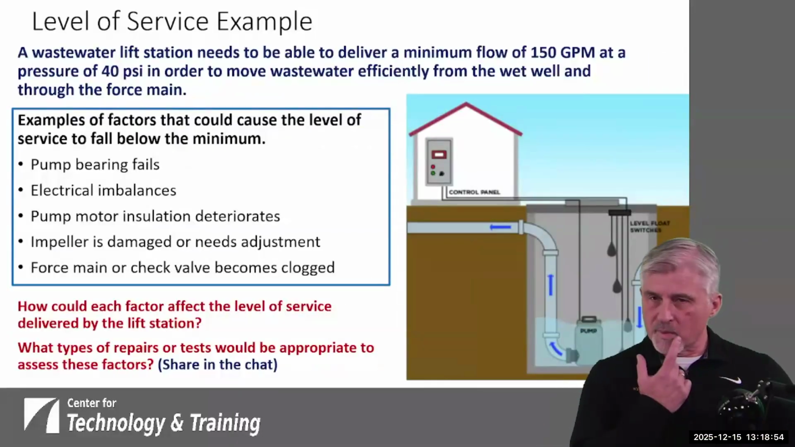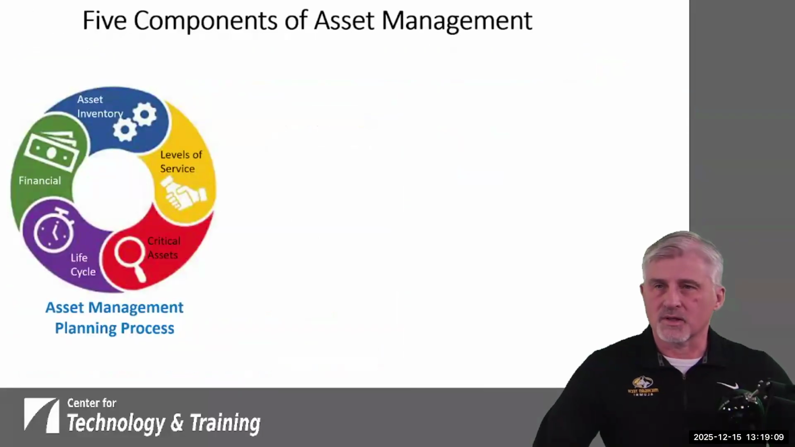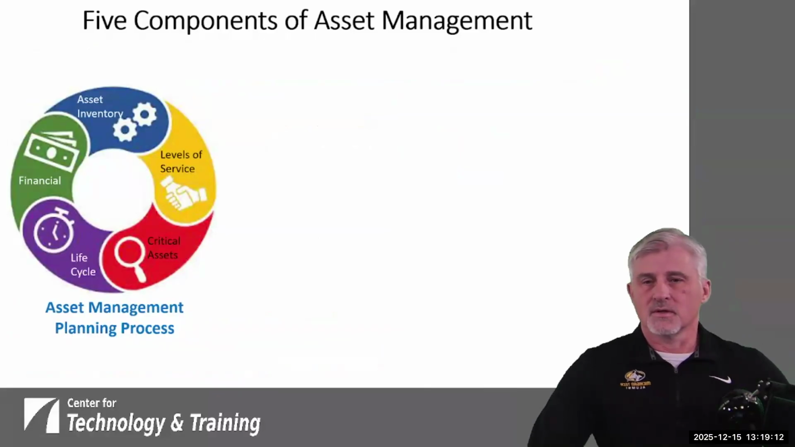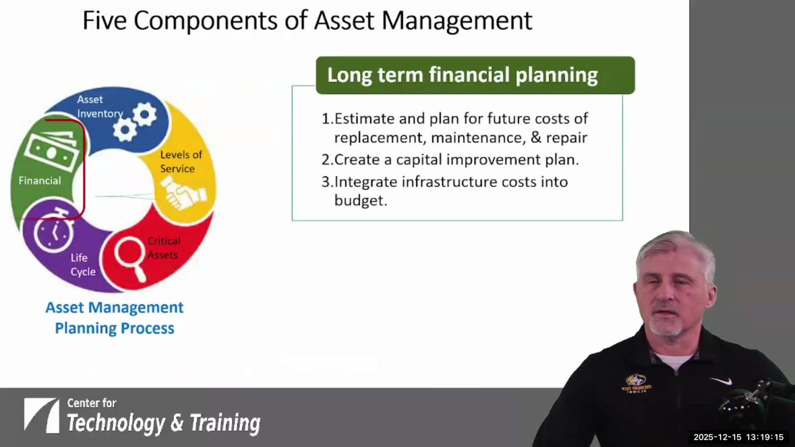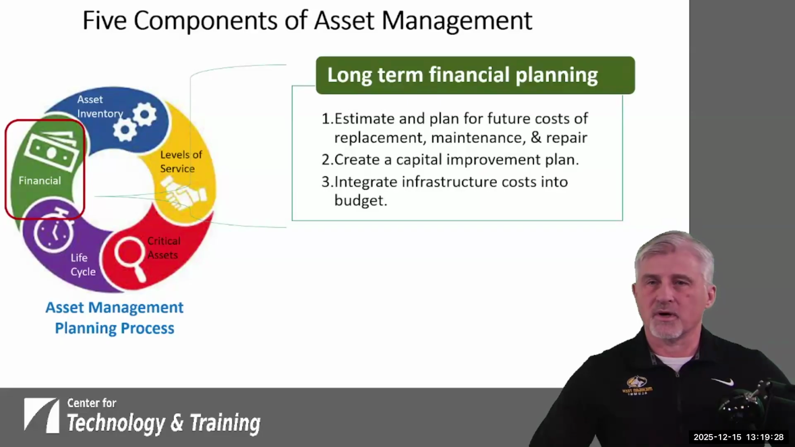So just so we know what type of repairs or tests would be appropriate to assess the different factors that are here. So we'll go on, and I'm going to talk about the last of our 5 components, and that would be the long-term financial planning. That's probably one of the more important reasons why we're going through this whole process, so that we have an idea of what it might cost for replacement, maintenance, or repair in the future. We can plan for it.